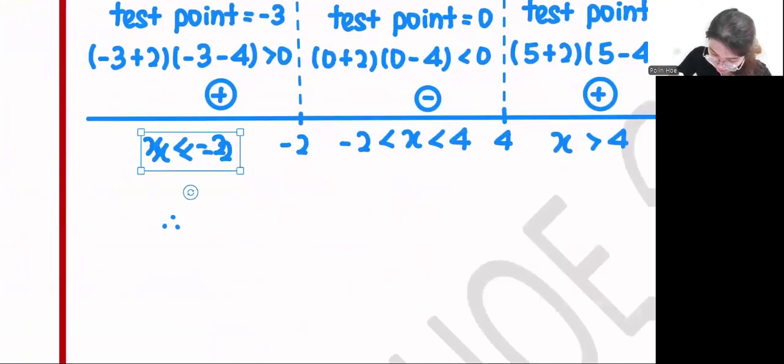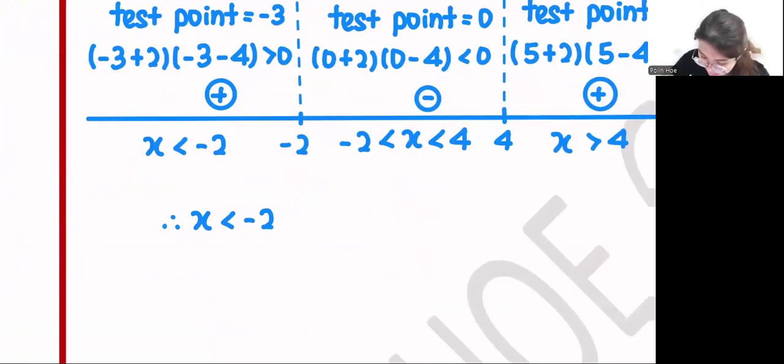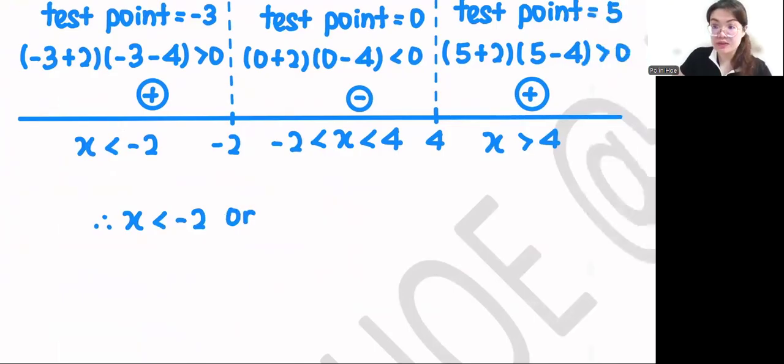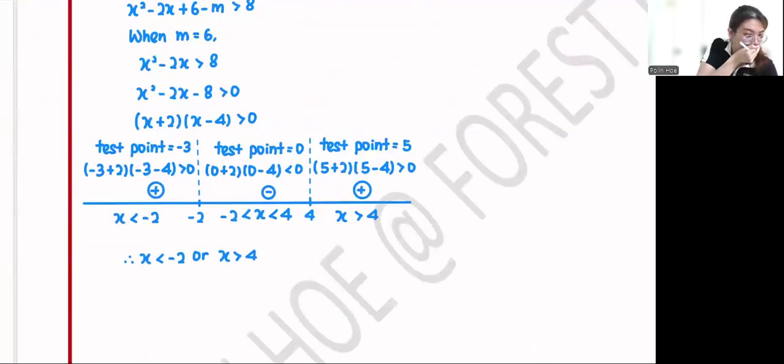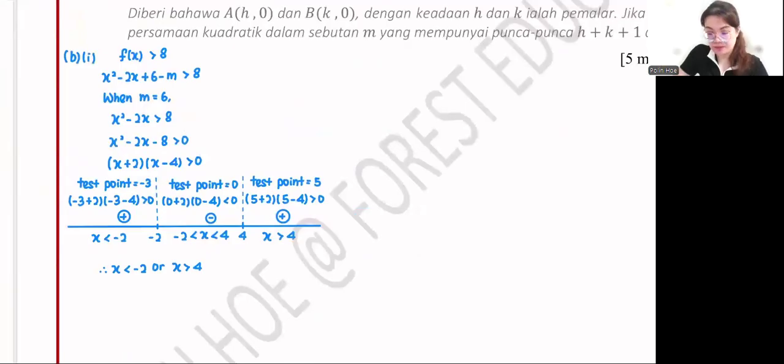This is big because I want a positive. Or, not comma. Comma means and, both situations need to be fulfilled. It must fulfill both, but that is not what I have now. Or x bigger than 4. This is the answer. Excuse me. Okay, this is my B part 1. And let's go for B part 2.